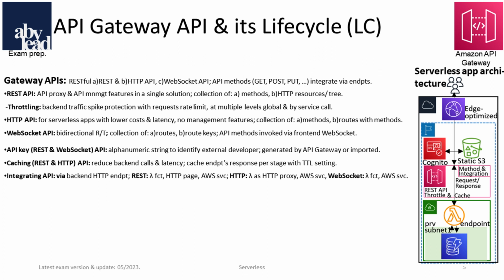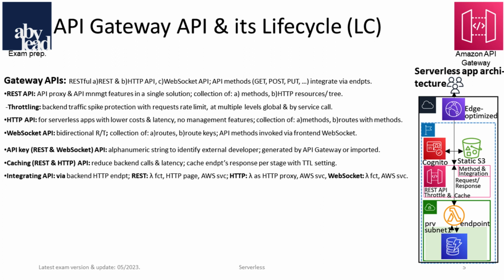Both have caching to reduce back-end calls and latency. If you need request rate throttling to protect from back-end traffic spikes or request validation, you choose REST APIs. In contrast, for serverless apps without needing management features but requiring lower latency and costs, you choose HTTP APIs. Furthermore, WebSocket APIs offer real-time bidirectional communication with a collection of routes with its API keys. Those API keys are also available for REST APIs to authorize external developers.